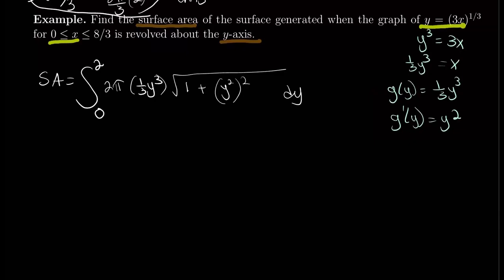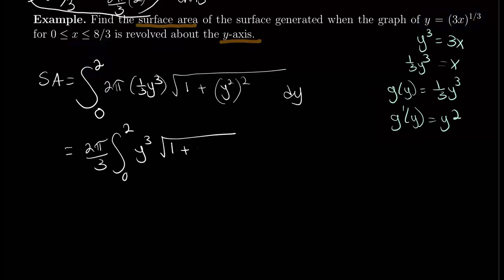x equals 0 gave me y equals 0. And then x equals 8/3. 3 times 8/3 is just 8. And then 8 to the 1/3 is 2. Okay, then we integrate. So I have 2 pi over 3, the integral from 0 to 2 of y cubed times the square root of 1 plus y to the fourth dy.